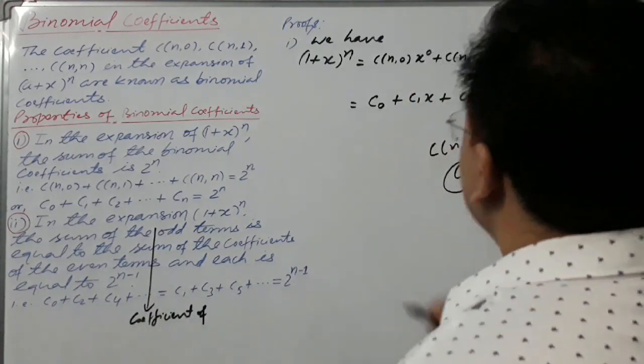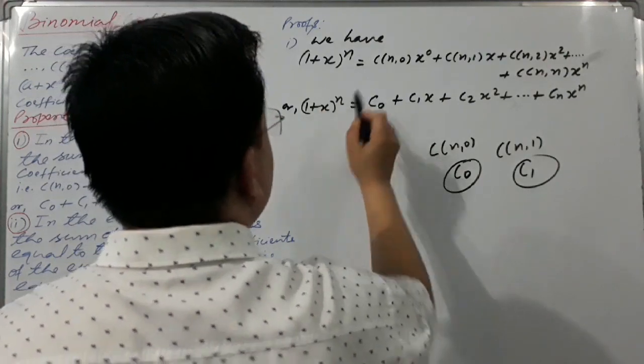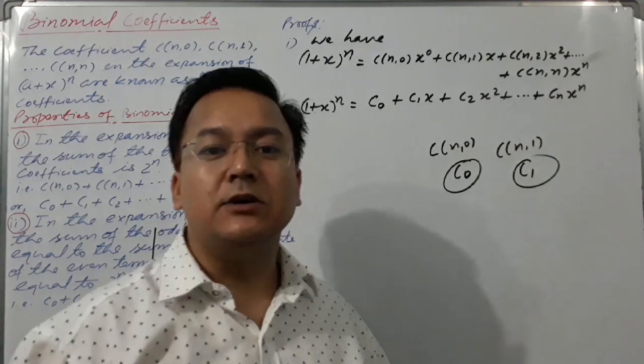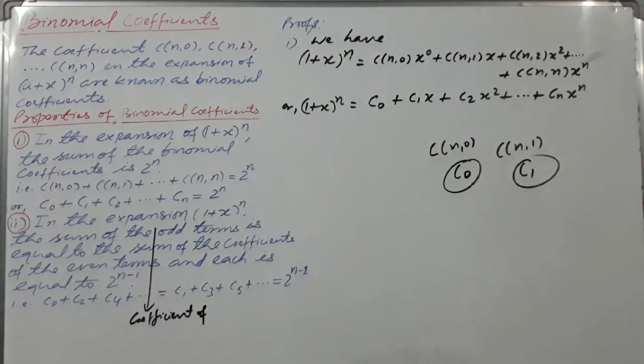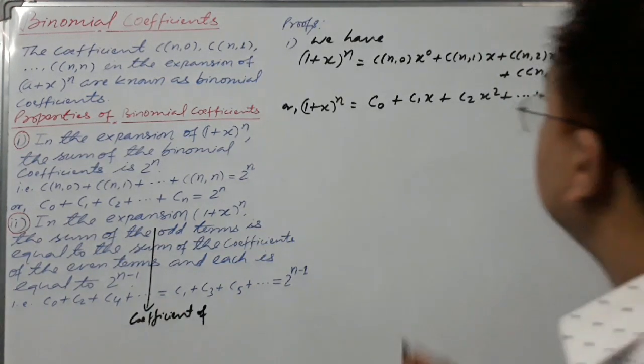Here we have (1 + x) raised to power n. So I'm going to prove that the sum of the binomial coefficients is equal to 2 raised to power n. In an easy way we can prove it, not so difficult, a very easy topic I've taken today.